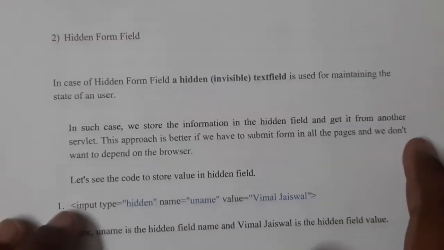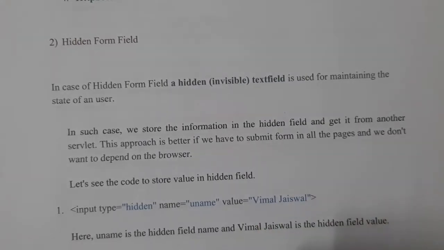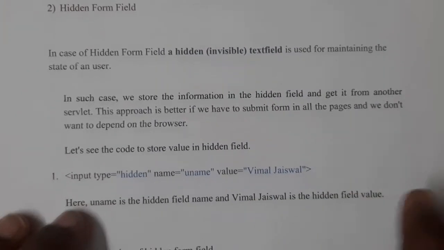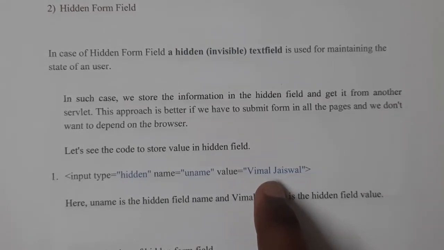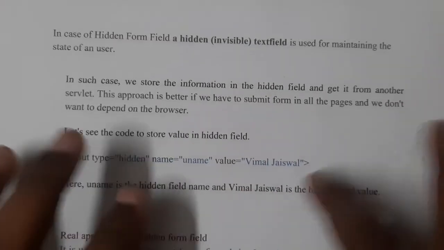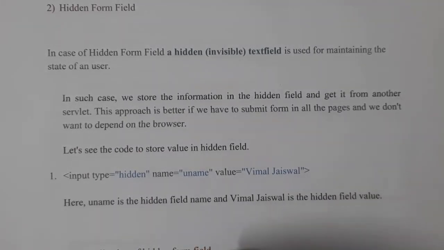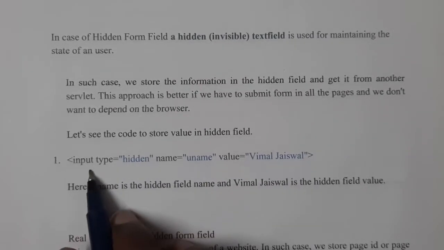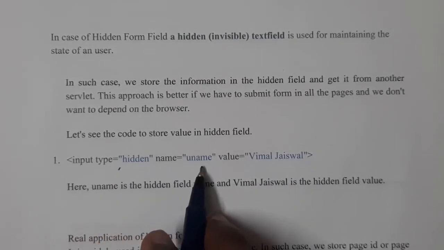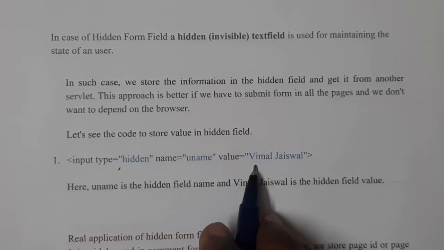With hidden form fields, we make some fields invisible. The reason is that you assign the value directly; there is no need for the user to enter it. If you already know the username of the person who is entering, you can directly enter it, so why ask him? It will be like this: input type hidden, name equal to uname, that is the username, and a value with a particular name.